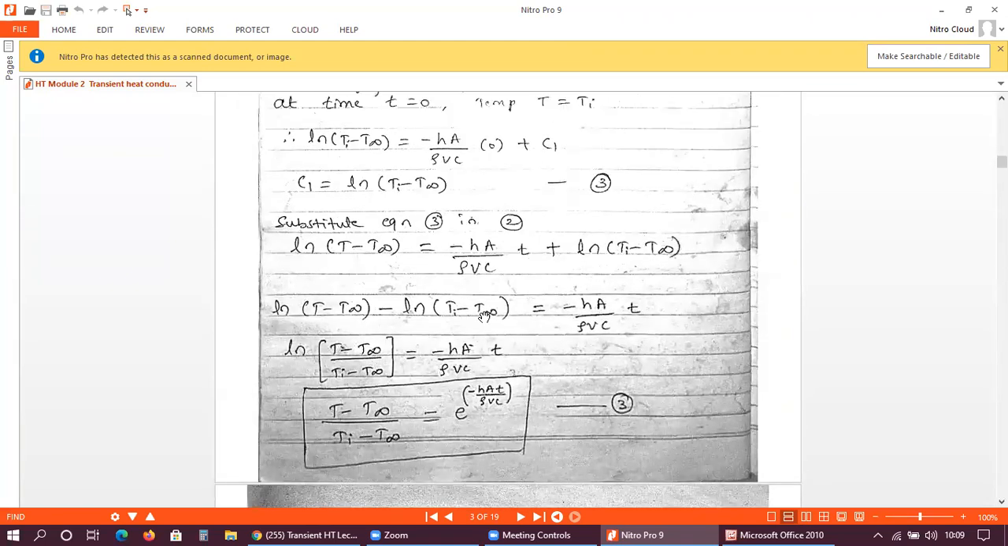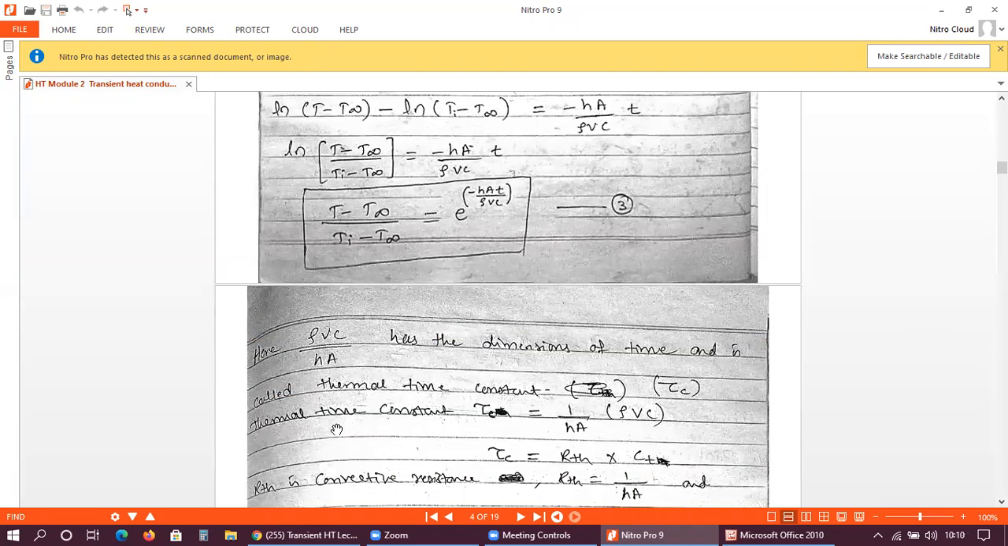Suppose this is the expression for the temperature distribution. If you rewrite this expression, equation number 3, in terms of T, you will transfer this T infinity to the right hand side, minus T infinity becomes plus. Along with that, you transfer this Ti minus T infinity to the right hand side.